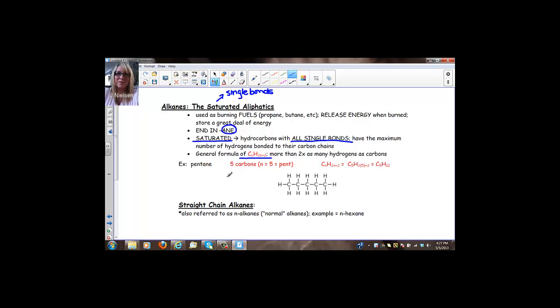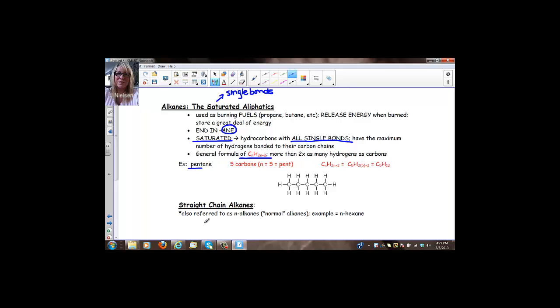For example, we have pentane. Pent tells us that there's 5 carbons. So when we put that in the general formula, we have C5H, 2 times 5 is 10, plus 2 is 12. So H12. So we've got 1, 2, 3, 4, 5 carbons, 2, 4, 6, 8, 10, 11, 12 hydrogens.